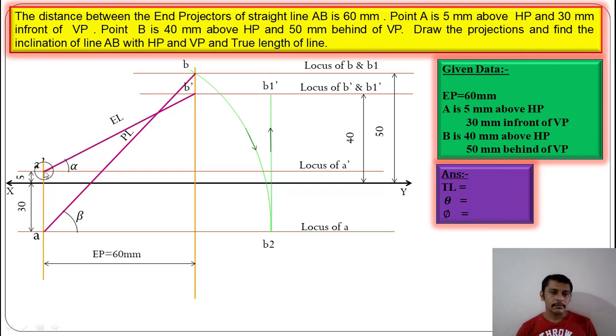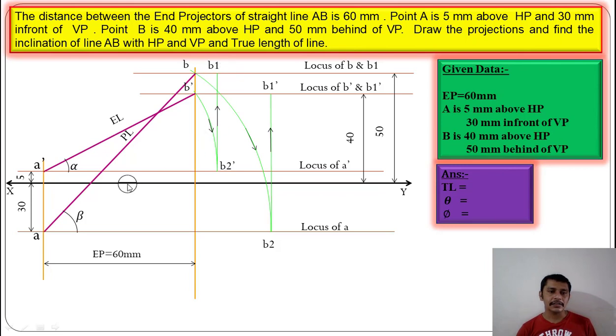Now measure A dash B dash, and from A dash give an arc up to locus of A dash. Here we will get B2 dash. Now from B2 dash draw a straight line up to locus of B. This point will be B1.